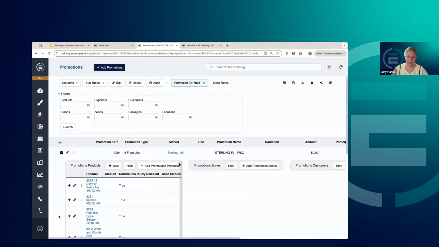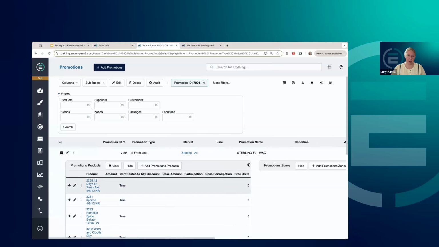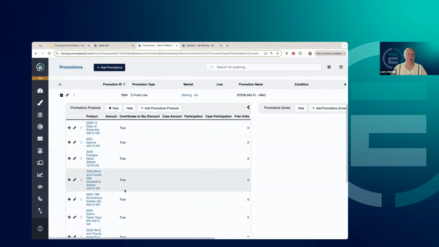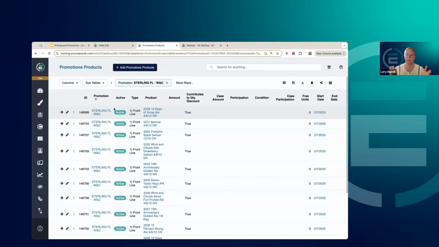I have a huge variety of things here, including kegs, but this is a frontline. And because I'm adding promotions products, the expectation is that I'm going to be putting that amount in for each of them. Now, I'm in a subtable view. I cannot edit promotions products from a subtable view without clicking the pencil and then going to the field and then saving the record and then going on to the next one. That's a click heavy process that I don't want to do. So I'm going to view this table. It provides me with a filtered table view of promotions products for this promotion. And I'm going to use the edit column feature.